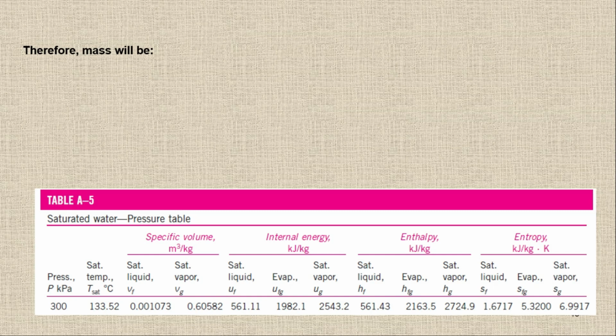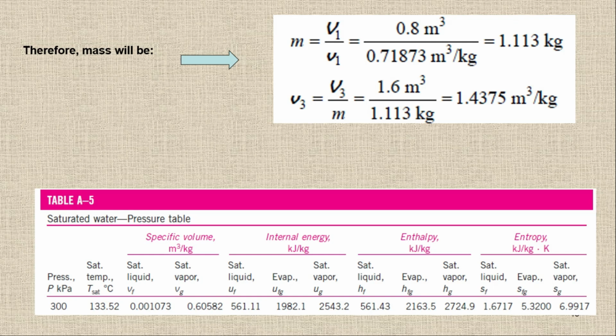First, I'm going to check the mass at point number 1. So mass is simply the volume upon the specific volume. We have the capital volume, which is given as 0.8, divided by 0.71873, the specific volume, and you will get the mass of 1.113 kilogram at state number 1.